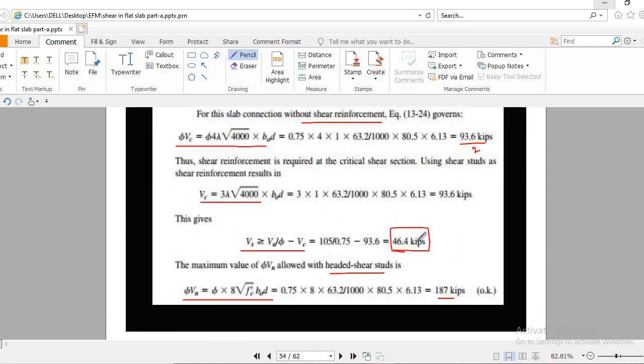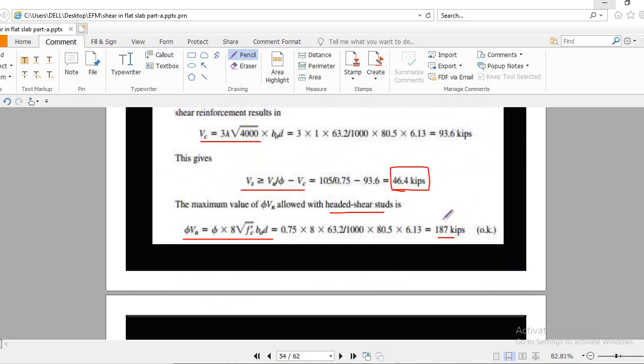So you see, we are well above. Okay, so that's why, if for example phi Vn is less than Vu, this will result in very heavy shear reinforcement, very close shear stud spacing, and it will cause congestion problems. So that's why we avoid such cases.